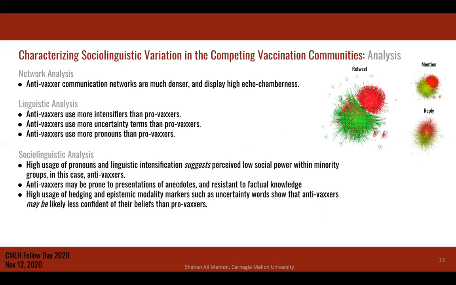This also makes sense because most of the background literature has also found that misinformation sort of lives and grows on false narratives. Finally, high usage of hedging and epistemic modality markers such as uncertainty words show that anti-vaxxers may be less confident of their beliefs than pro-vaxxers. This is an interesting finding because you would expect a group that is this dense to be much more certain of its behavior. What we find though is something opposite, which could mean that there may be many sub-communities within the anti-vaccination discourse, and that this information can be leveraged to figure out ideal messengers. So people who are low skeptic about vaccines could be used as messengers in message interventions.